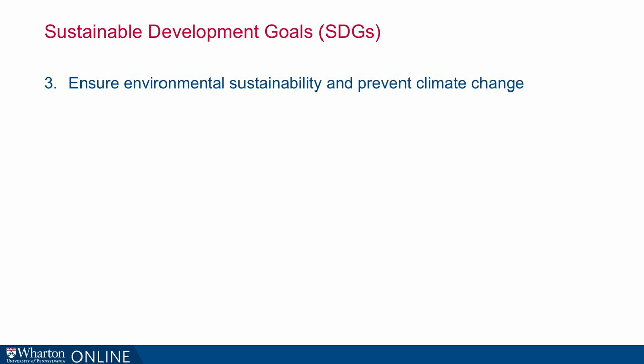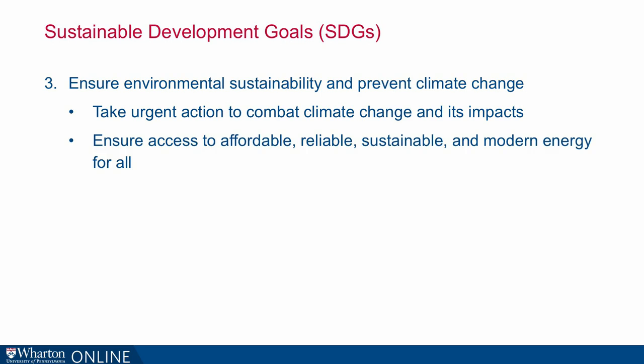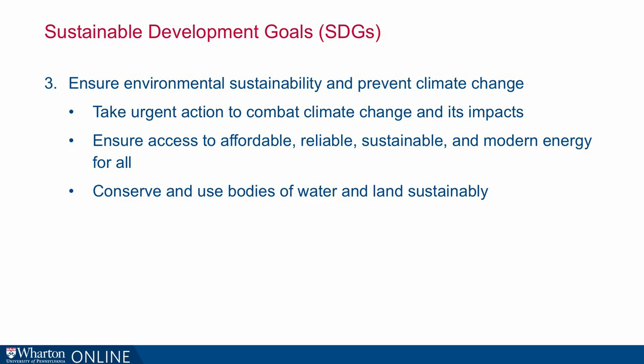The third bucket is about environmental sustainability and preventing climate change. First goal, take urgent action to combat climate change and its impacts. Second goal, ensure access to affordable, reliable, sustainable, and modern energy for all. And a third set of goals, actually, is all about conserving and using bodies of water, oceans and seas, and land sustainably. So that's the third bucket about environment and climate change.